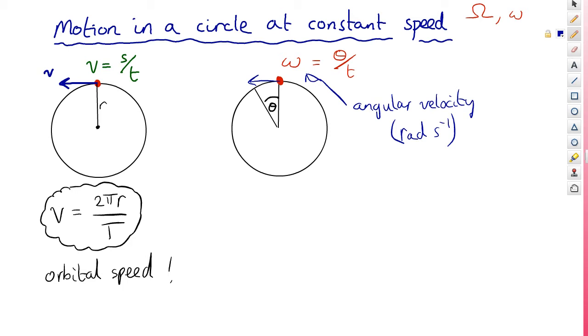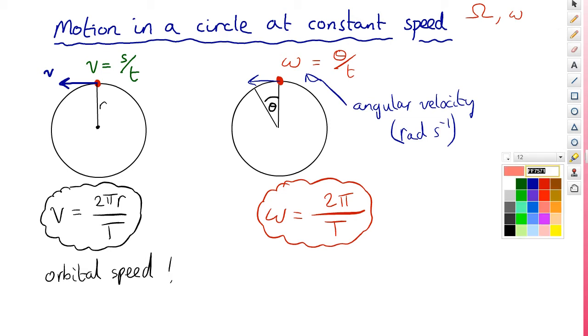But we can do a similar trick to what we did when we derived this equation over here for orbital speed. Because we can say, well, we know that in one time period, it goes through a complete cycle. So the total angle travelled through is a complete circle. Well, because it's in radians, that's 2 pi. And we've just derived another equation. Brilliant. So that's angular velocity, omega equals 2 pi over T.